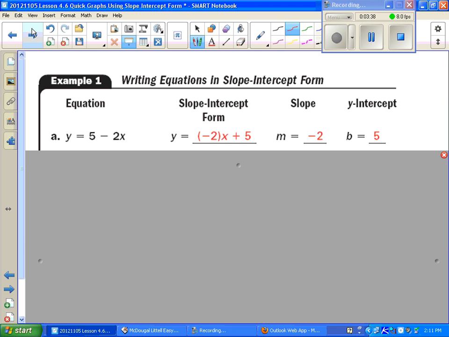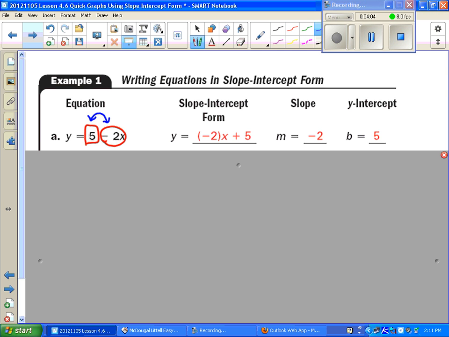Then we have a few examples to go along with number one. Y equals 5 minus 2x. Notice this is in function form, but it's not in slope-intercept form. Whatever's multiplying by x has to be first. As you're looking at your two terms, one of them is 5, the other one is negative 2x. All you're going to do is reorder those. Just change their order.